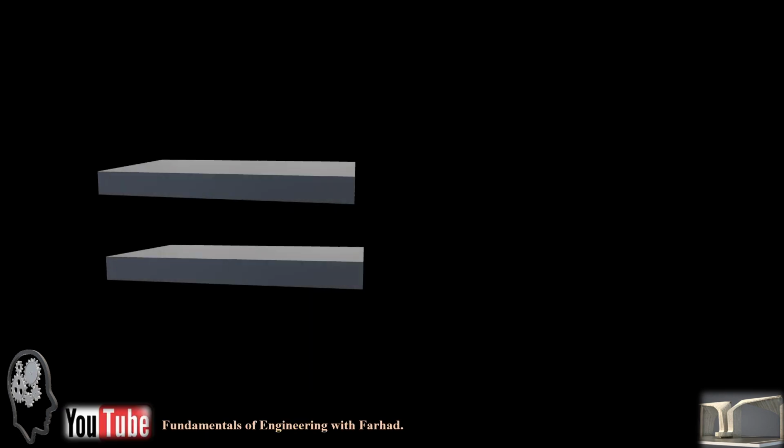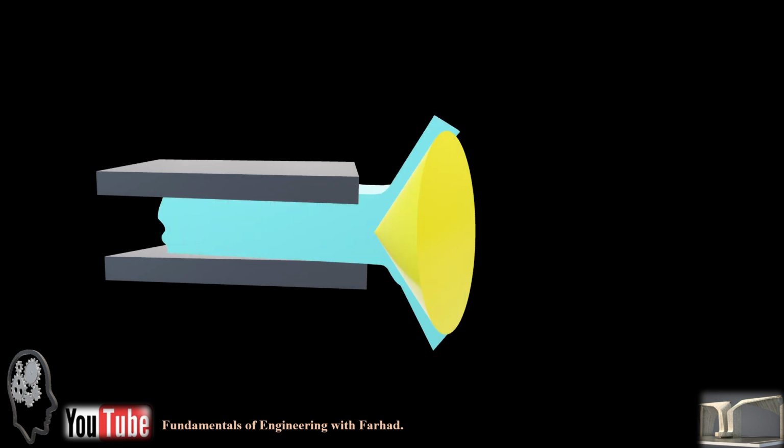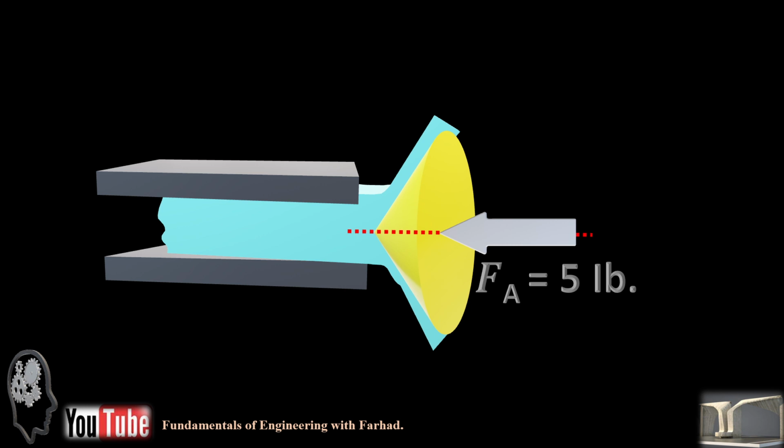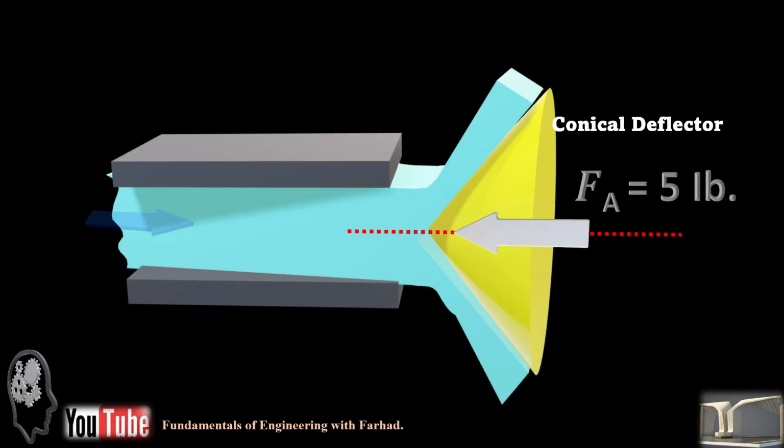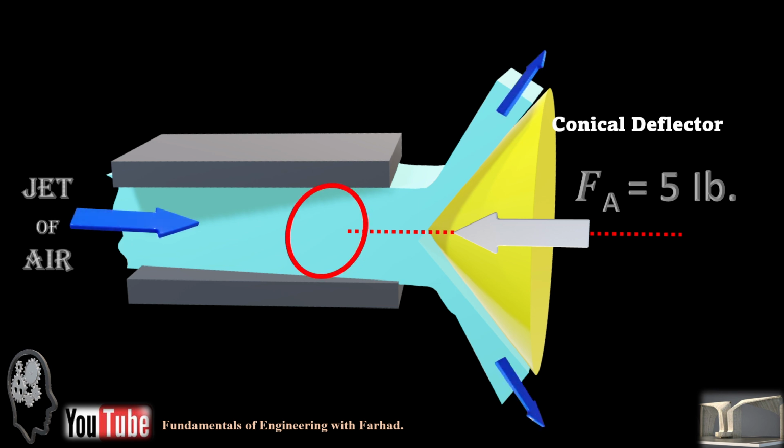In this example, we have an air jet which comes through a circular cross-section nozzle and hits a conical deflector. If the conical deflector has an angle of 60 degrees to the horizon and it deflects the water and applies a force of 5 pounds to the water, we want to calculate the flow rate in the nozzle.